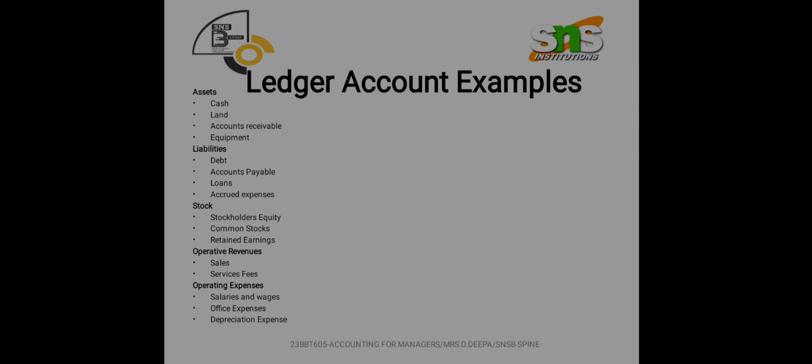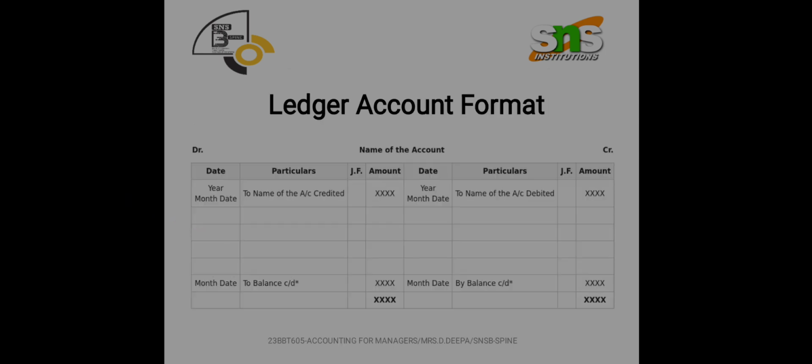Operating revenues like sales or service fee. Next is operating expenses like salaries, wages. To do the production itself, there might be some operating expenses, right? Examples are salaries, wages or office expenses, depreciation expenses.